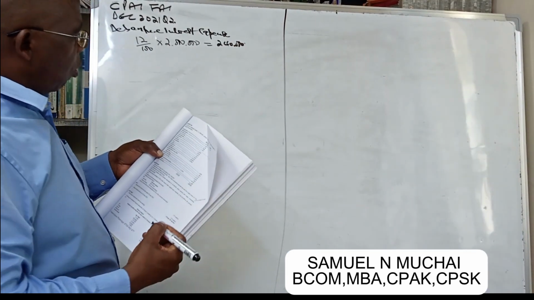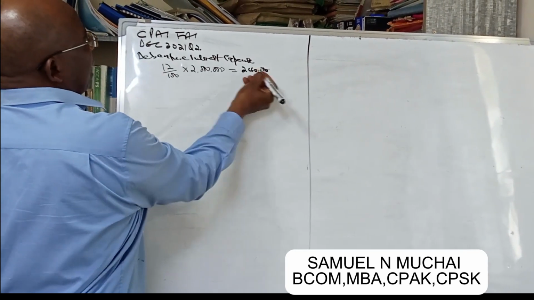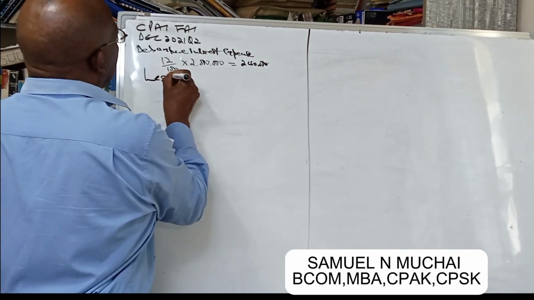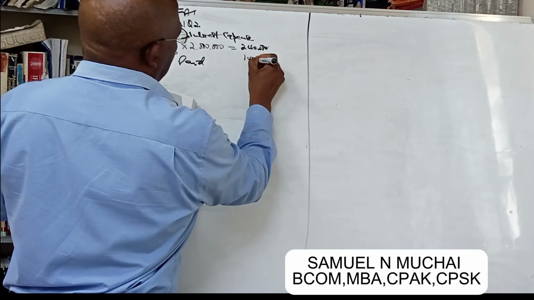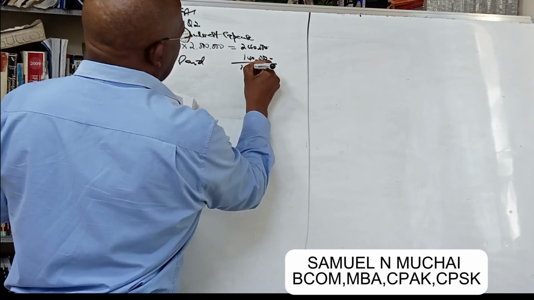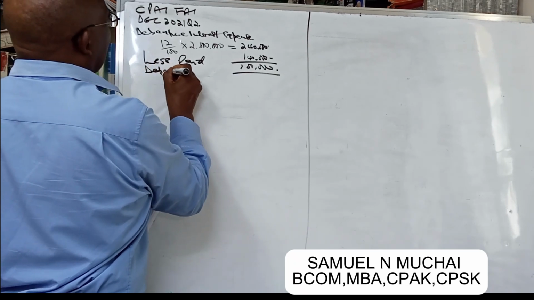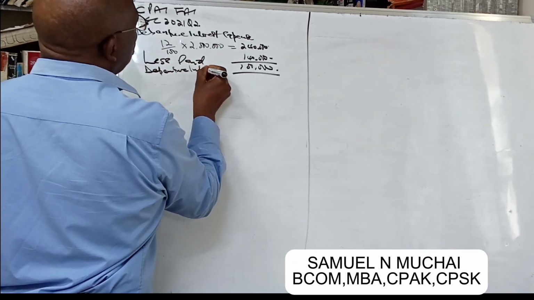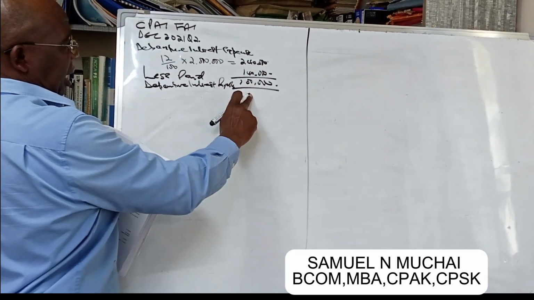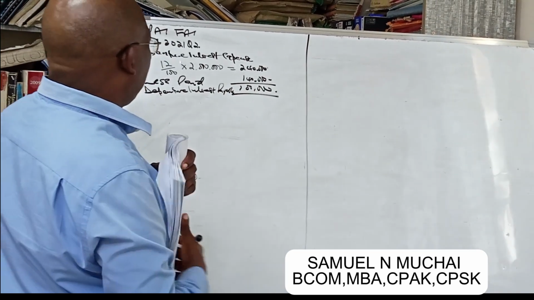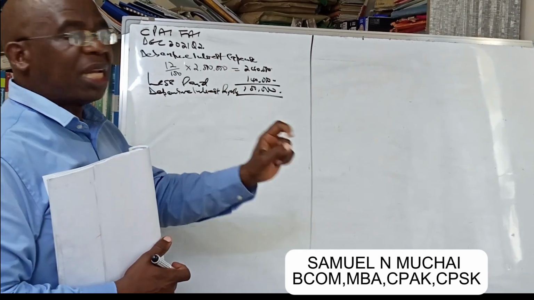But we are told we paid 140. So the debenture interest expense is 240, less paid. We paid 140,000, meaning 100,000 was not paid. That is debenture interest payable. This is shown in the balance sheet as a current liability of 100,000, and a debenture interest expense of 240.